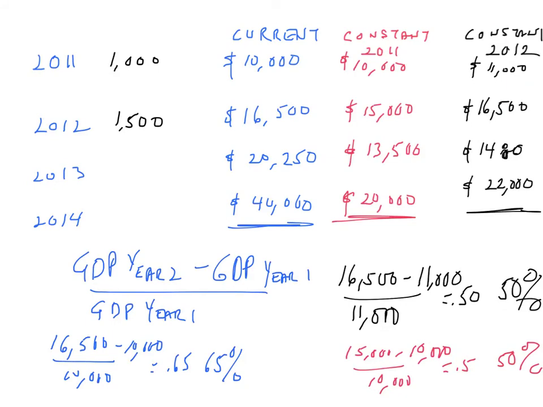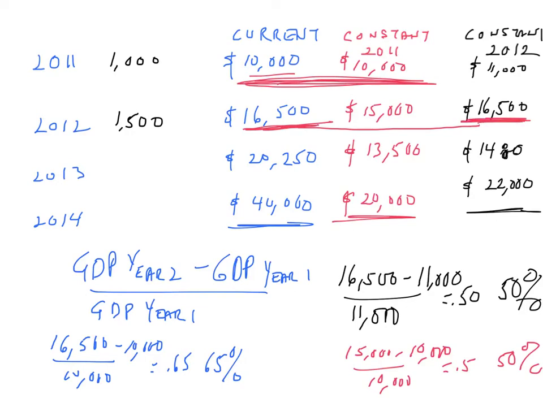Okay, notice here that if the base year is 2011, then in 2011 the current dollars will be equal to the constant dollars. So the nominal is going to be equal to the real in 2011. And if we use 2012 as the base year, then the nominal dollars is also going to be equal to the real dollars in that year.